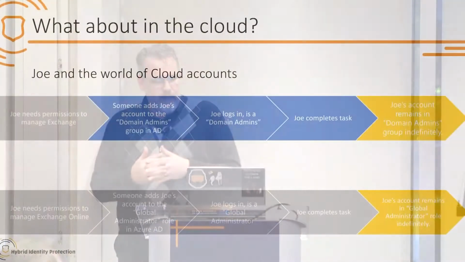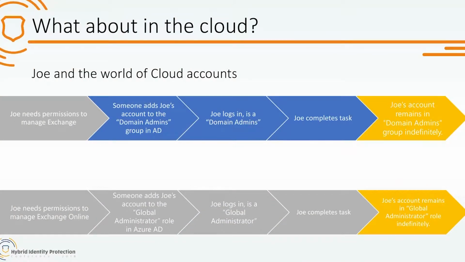How does that work? Well, Joe now needs permission to Exchange Online. In the past, that would have been a domain admin, but now he gets global administrator because no one understands Azure AD RBAC. So they just throw him in global admin, and he logs in and does his thing, but now he's stuck in this global admin role.